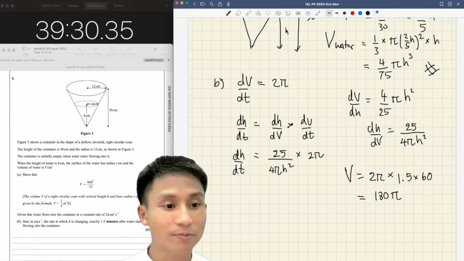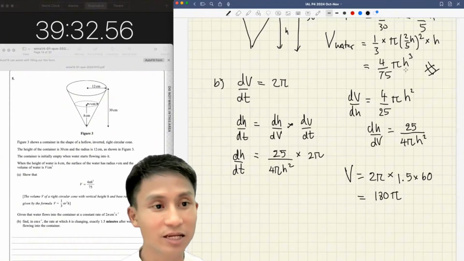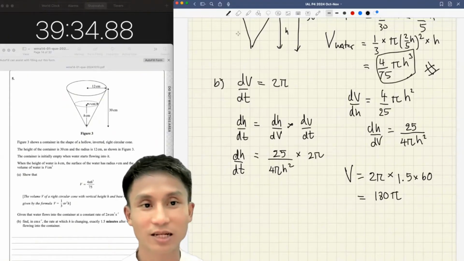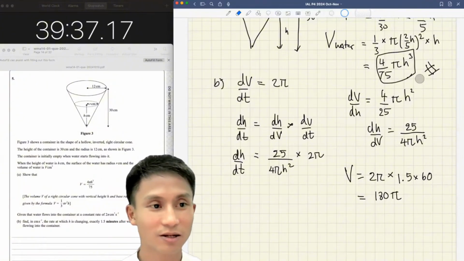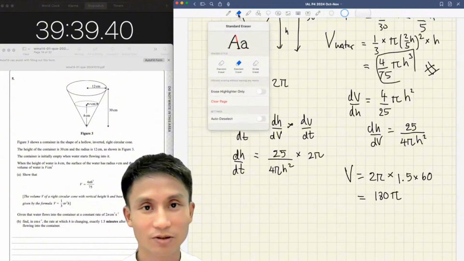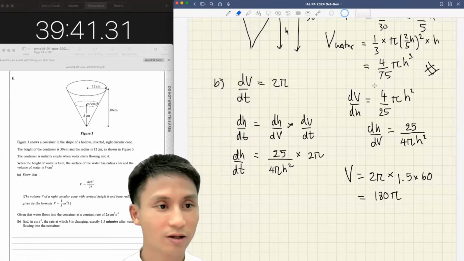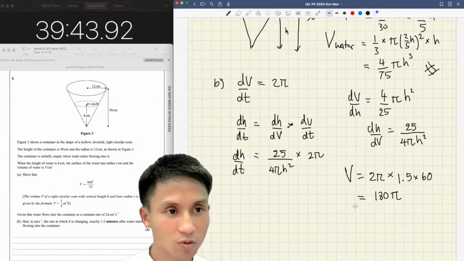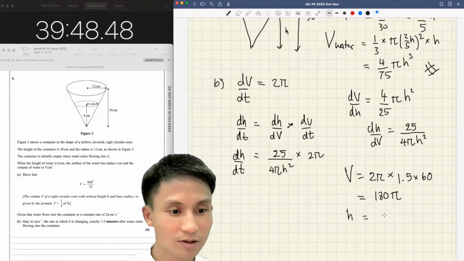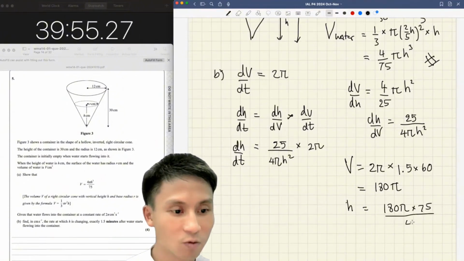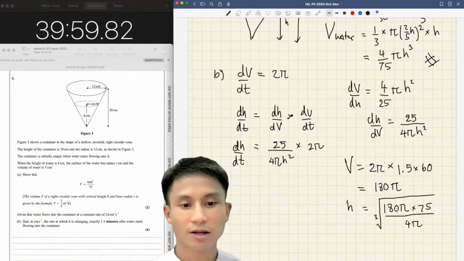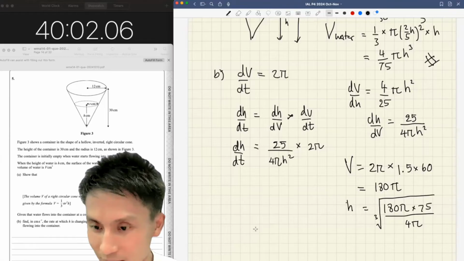And the volume is 180 pi. We can use the volume to find the H here, because we also have the equation linking them together, right? Let me just do it here. So if you want to find just H, it's going to be V times 75 divided by 4 pi, and then cube root. And then we're going to use this in there.